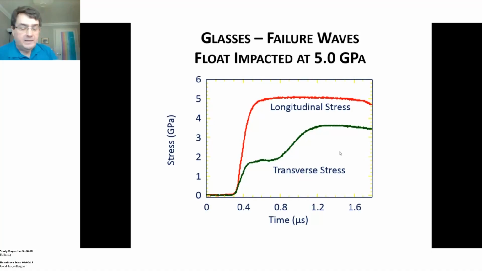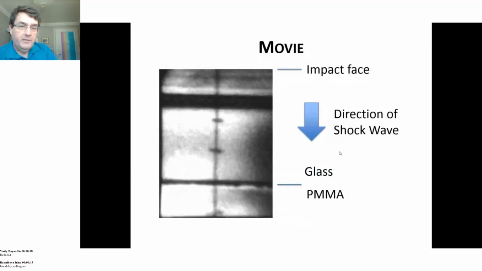Now the next slide shows high-speed photography of an impact of this type. So it's a movie. The top of the face here is the impact face. At the bottom of it, there's a Perspex block glued onto the back where a gauge was mounted. And here we have the bulk of the glass. The impact happens here, and the wave is going to move down the screen. So let's play this a couple of times.